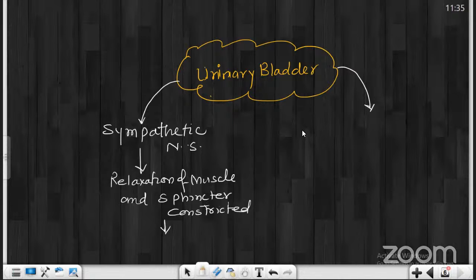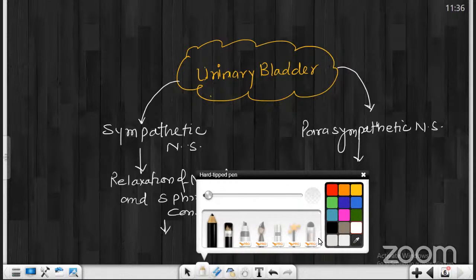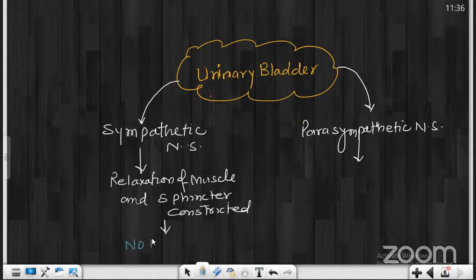Think and tell me. In case of the parasympathetic one, sir, will it take place? Yes, definitely. So in case of the parasympathetic nervous system, here we will write what? Micturition will not take place. No micturition. Writing here, no release of urine. That means, okay.